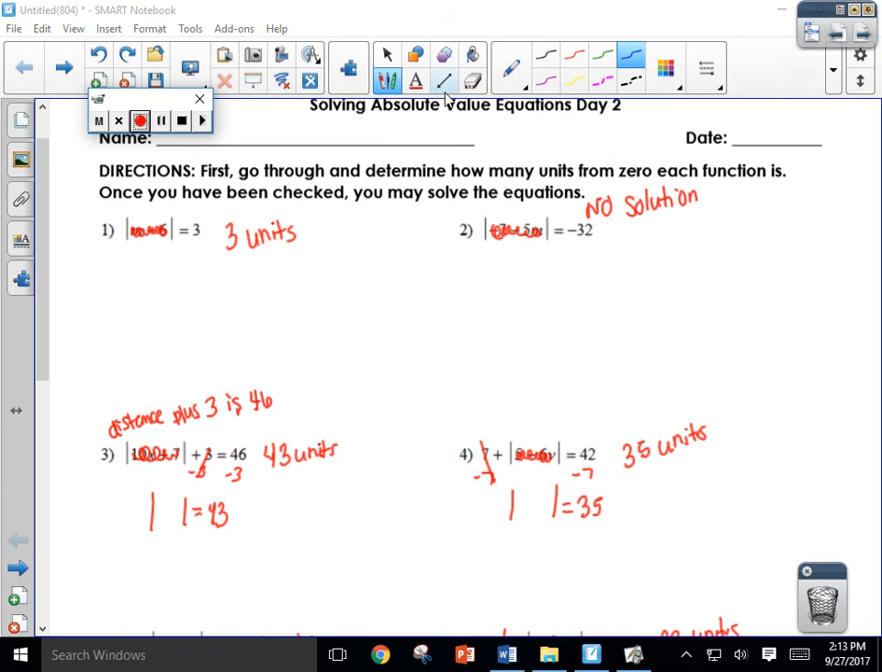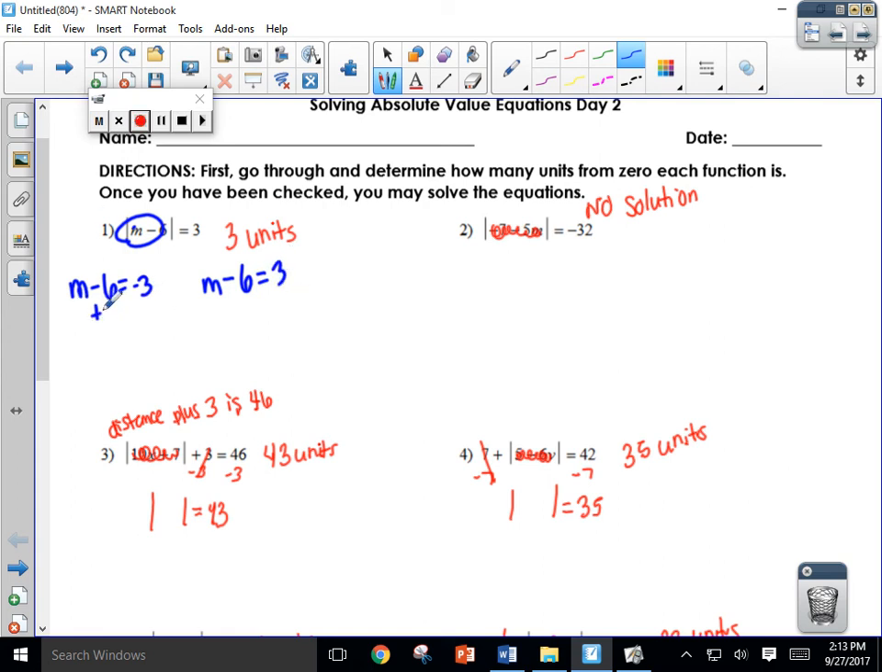Alright, so now if I was going to solve it, I do care what's inside now, because whatever's inside here, we just said inside this distance, is 3 away from 0. So that means whatever this is is 3 away from 0. Well, what two things are 3 away from 0? Well, there's a negative 3, and there's a positive 3.